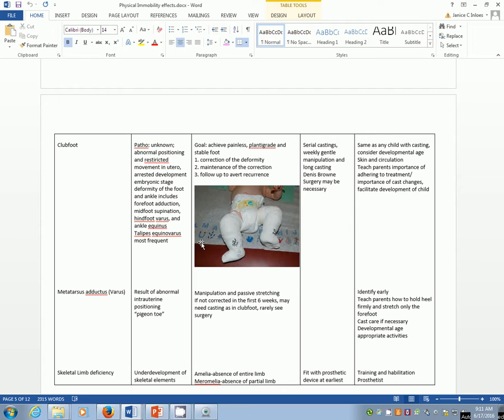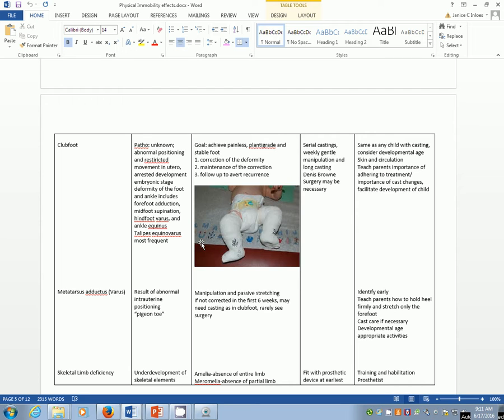So our care for this child is going to be the same as it is with any child in casting. You also want to consider their developmental age, always, always, always. Teaching the parents the importance of adhering to the treatment, to be sure they're bringing that kid in and getting those serial castings done, keeping them in casting, and facilitating the development of their child is very important with this child. Then we have metatarsus adductus varus, which is actually the result of some abnormal intrauterine positioning.